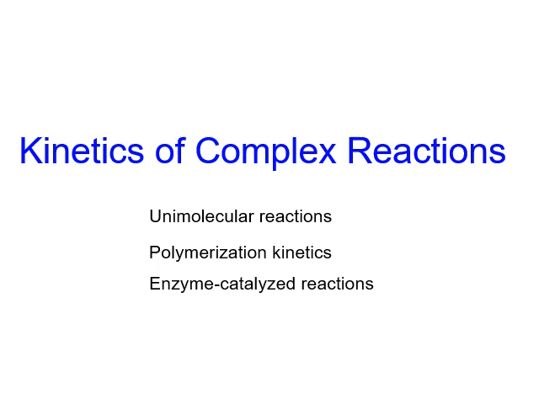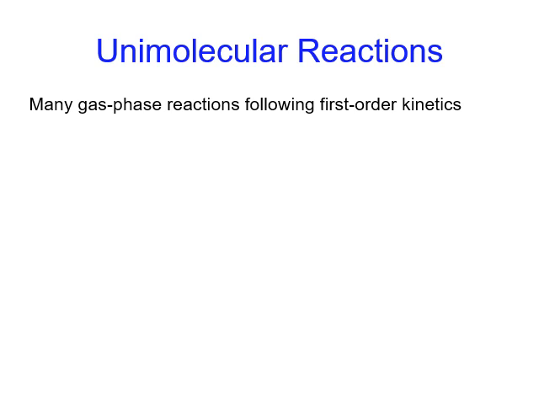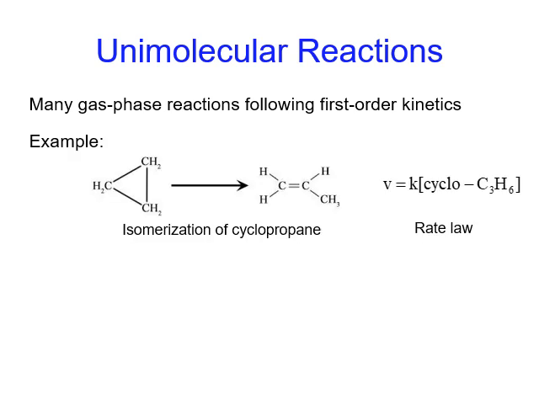In this section, we are going to study three complex reaction mechanisms: the gas phase unimolecular reactions, polymerization kinetics, and enzyme catalyzed reactions. It is well known that many gas reactions follow the first-order reaction. An example is cyclopropane and propene undergo isomerization reaction, which follows the first-order reaction, or unimolecular reaction.